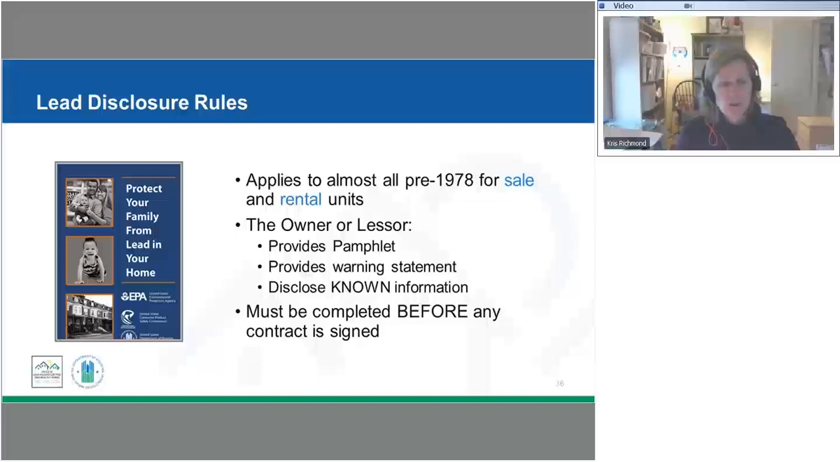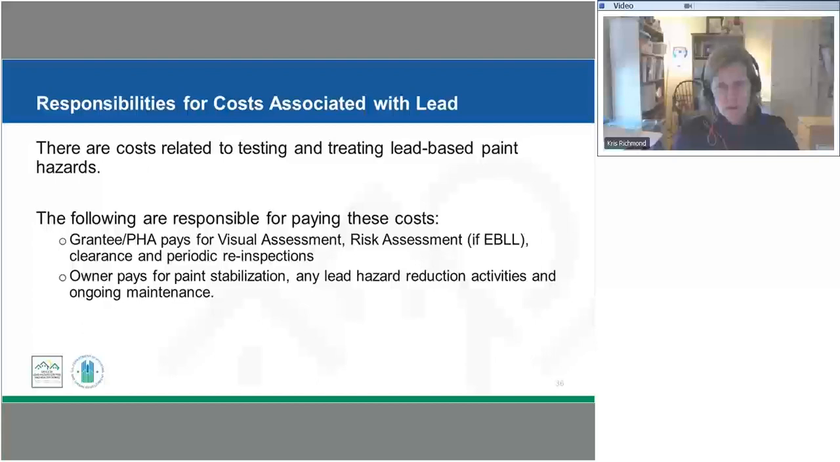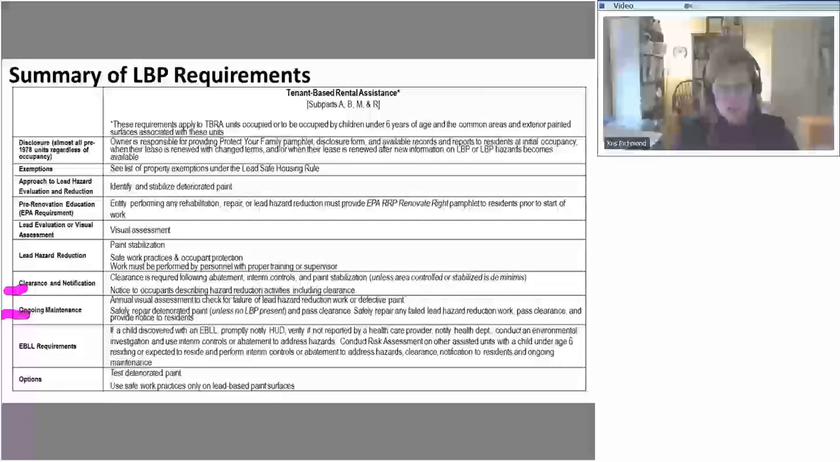And then we also want to make sure that this pamphlet is being handed out so that they're aware of how to protect their family from lead in their home. And we want to have a copy of an acknowledgement that they actually received that pamphlet. So we'd like to have a copy of that as well. We now know that there's a child under the age of 6 that's residing in the unit, and so we have to continue on with the other requirements. Remember, we had our chart here, so we need to now do these other requirements. So we need to do a visual assessment.